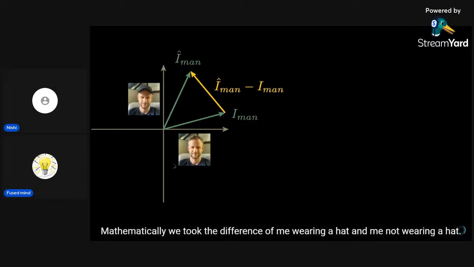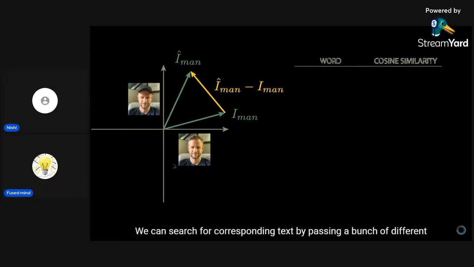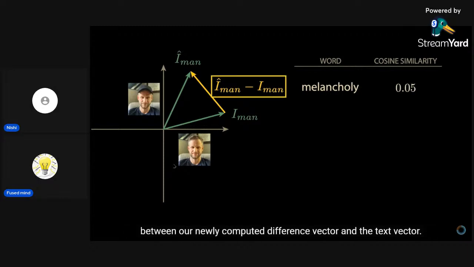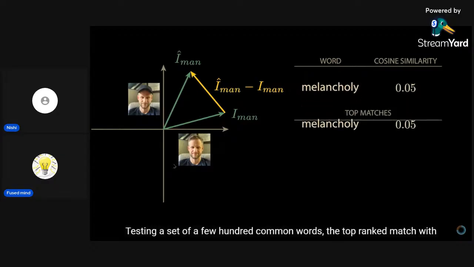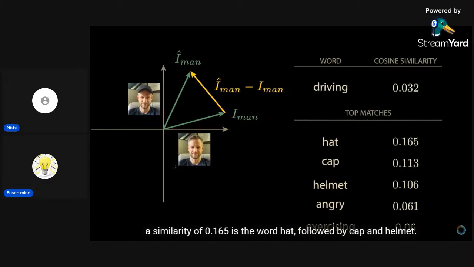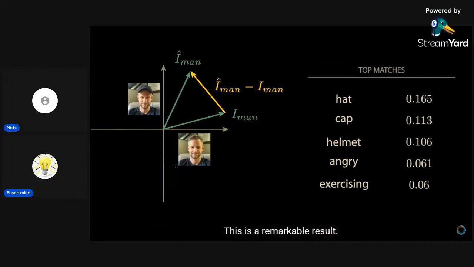Mathematically, we took the difference of me wearing a hat and me not wearing a hat. We can search for corresponding text by passing a bunch of different words into our text encoder, and for each computing the cosine similarity between our newly computed difference vector and the text vector. Testing a set of a few hundred common words, the top ranked match with a similarity of 0.165 is the word hat, followed by cap and helmet. This is a remarkable result.